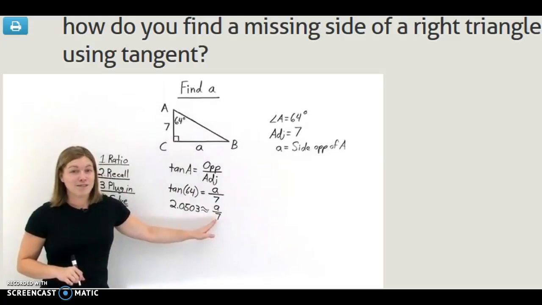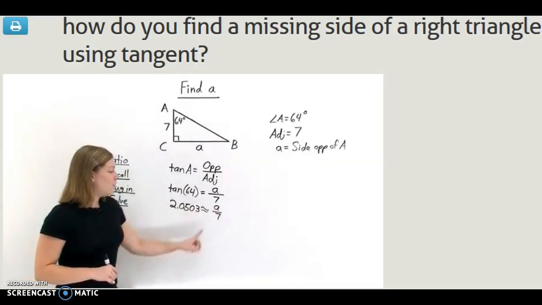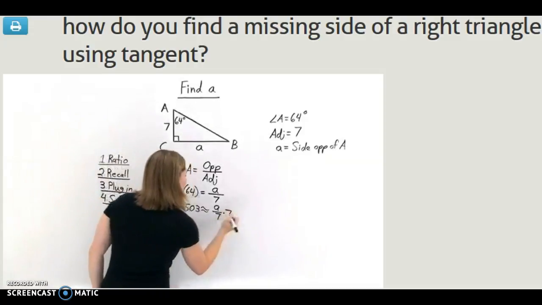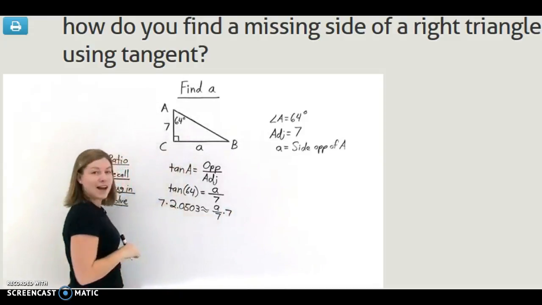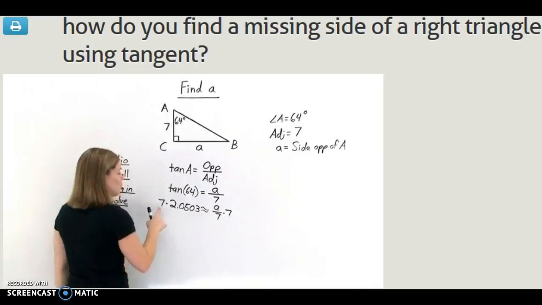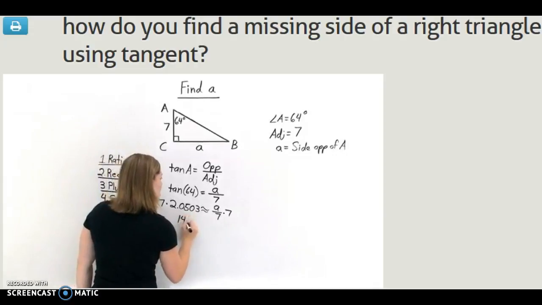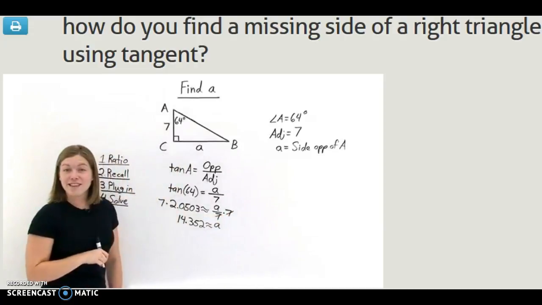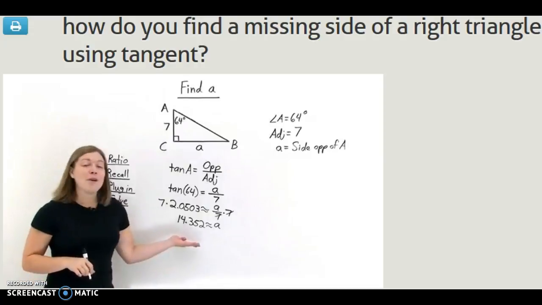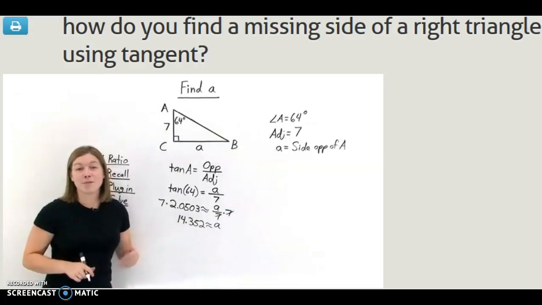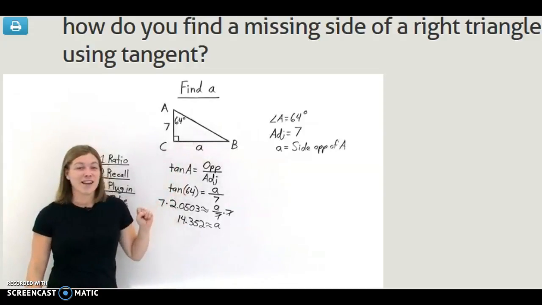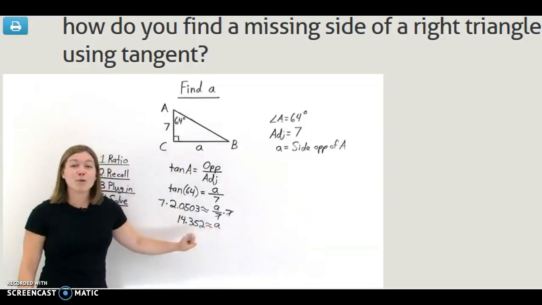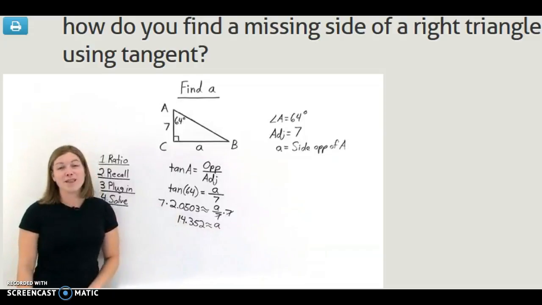Now we solve for A. To do that, we get A by itself. So we take this 7 and multiply it on both the left and right-hand sides of our equation. When we do, we have 7 times 2.0503. We get 14.352. Here, these 7's cancel out, and A is left by itself on the left-hand side of our equation. So now we've solved for A. We've gotten an approximate length for our unknown side. A, our unknown side, is approximately equal to 14.352.